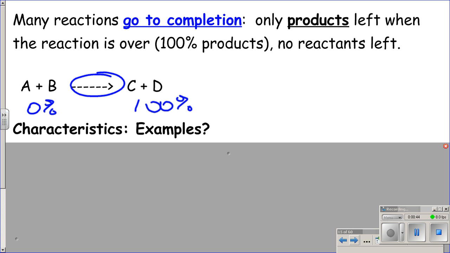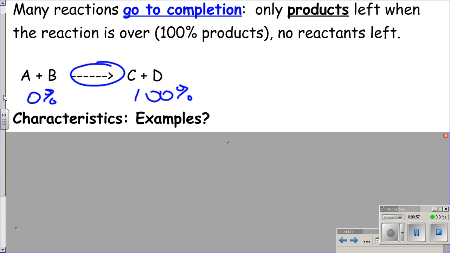Now I know there are those special cases of limiting reagents, those ones you guys love, where there's excess reagent left over. I know, you missed the good old days of stoichiometry. But sometimes there are some things left over, but we're going to ignore that special occasion. So that's what a completion reaction is.